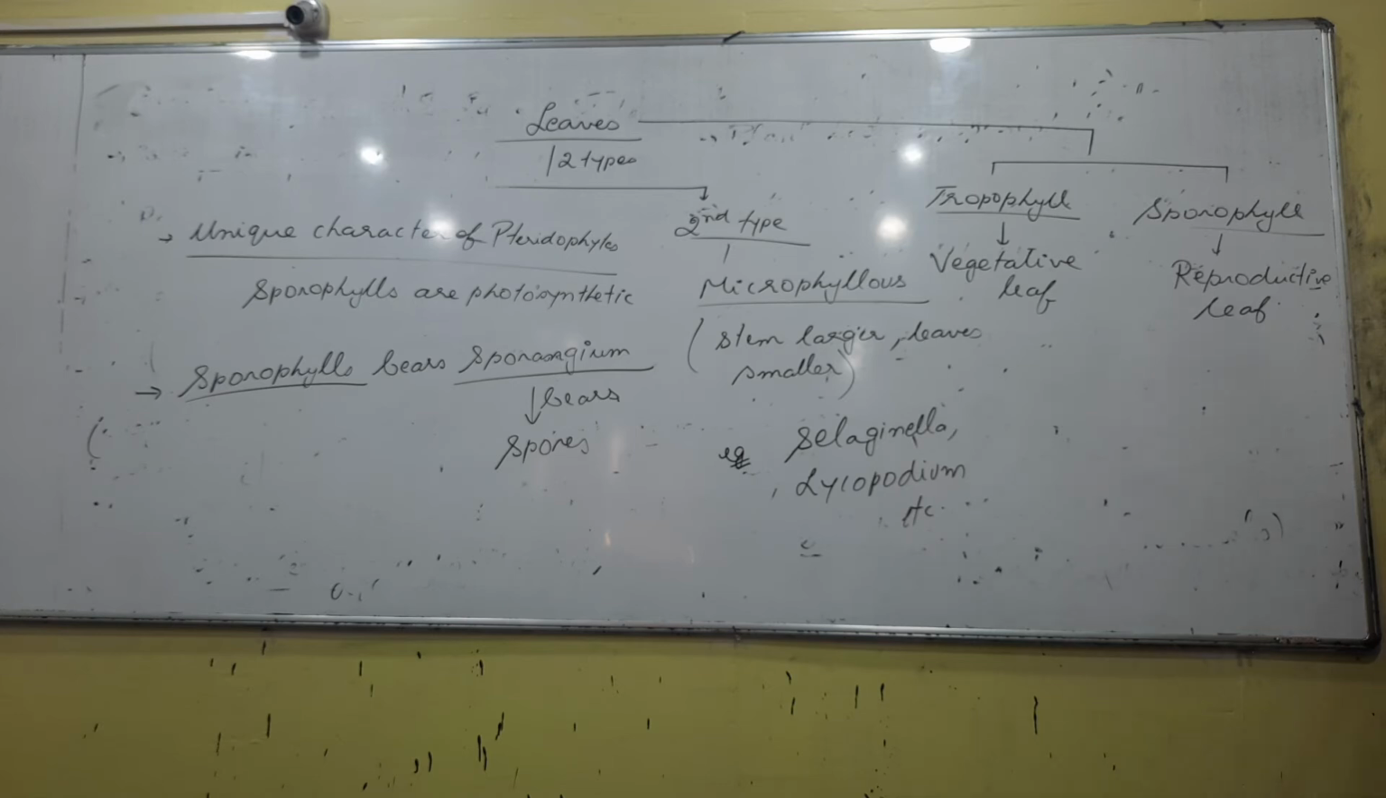So, where will you find the spores? The spores will be found inside a spore sac that is called a sporangium. So, sporophyll is a leaf. In the leaf there will be a sac, that is called a sporangium. Inside the sporangium there will be spores. Clear? So, we have written sporophylls bear sporangium, sporangium bears spores.